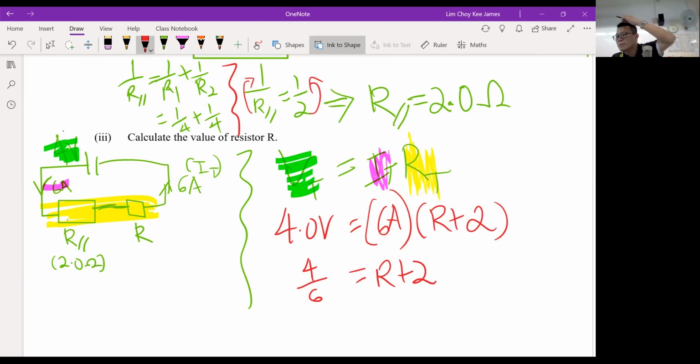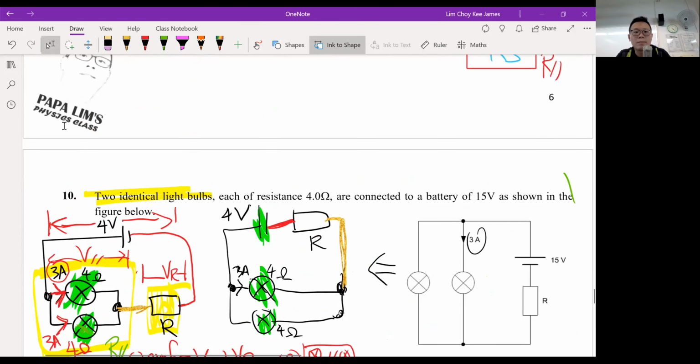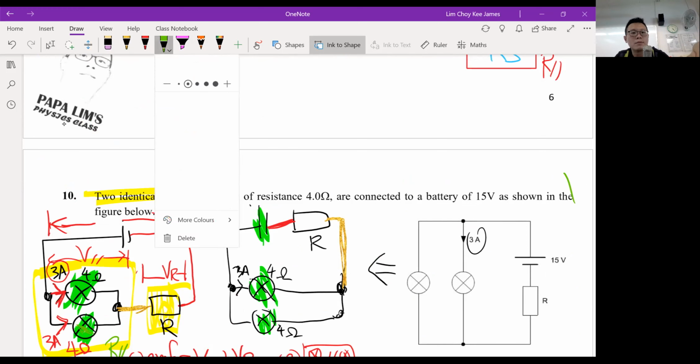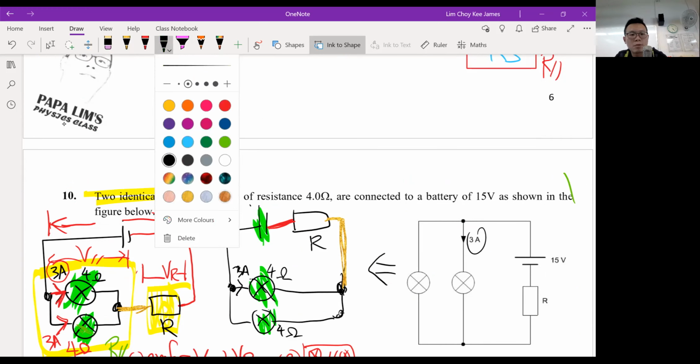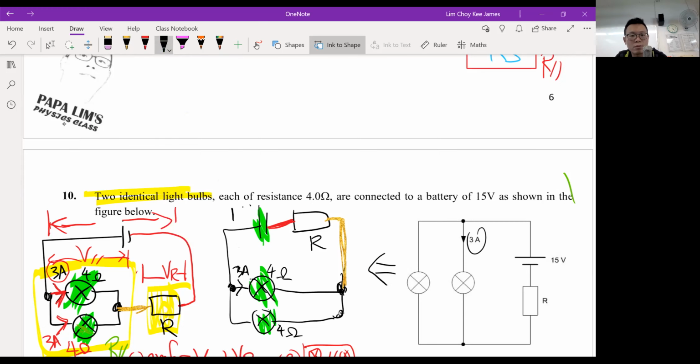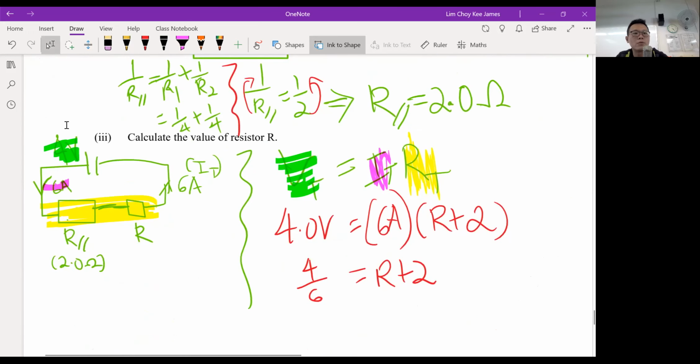Okay, is it 4? Yeah, give me a minute. Oh, sorry. My mistakes. The EMF is not 4 volts. The EMF is actually 15 volts. No wonder it looks a bit weird. Oops, so sorry. It should be 15 volts. The question says 15 volt. So sorry about it. All right.